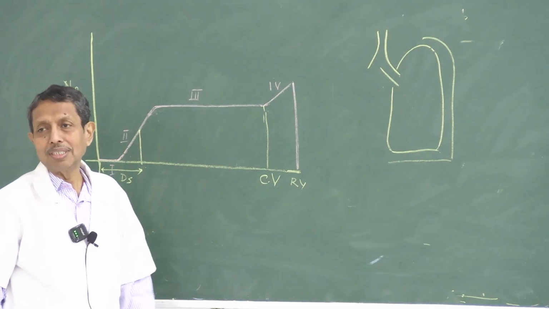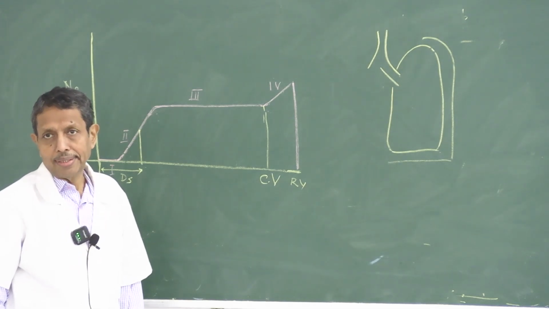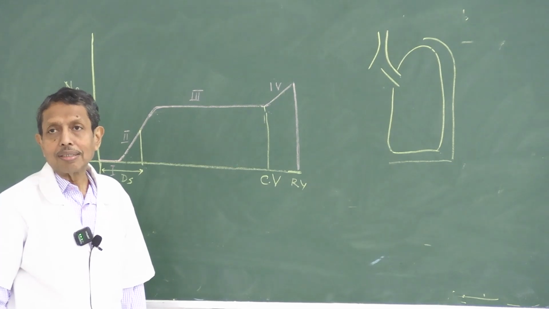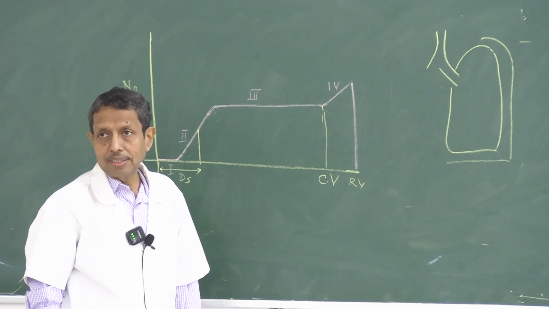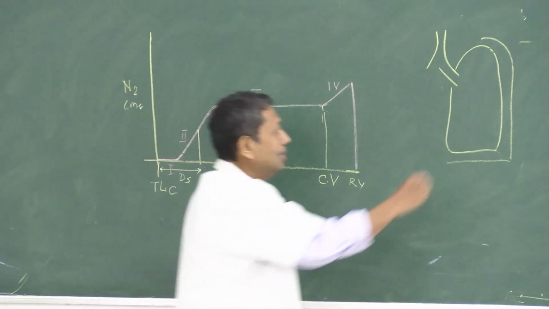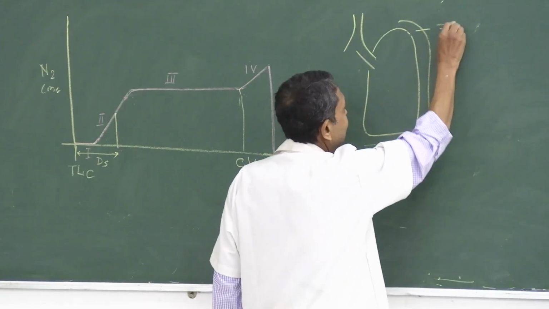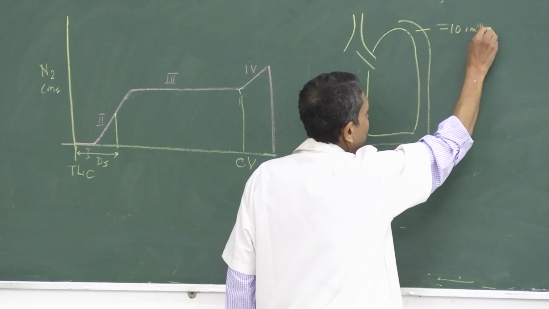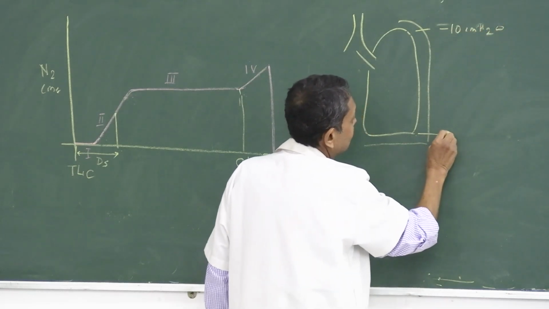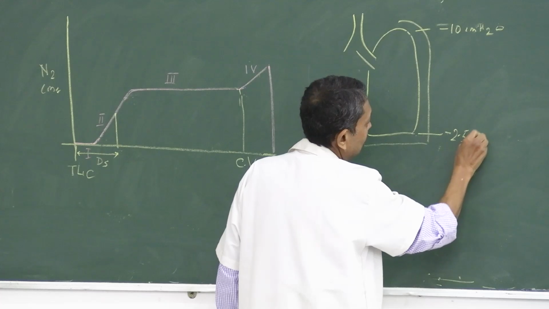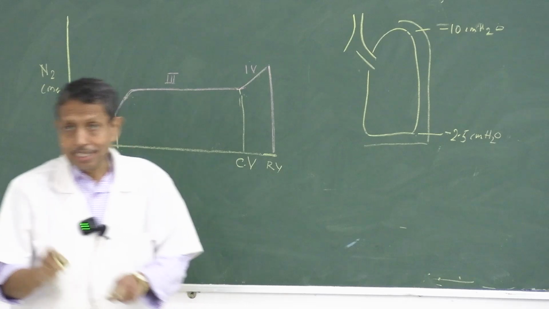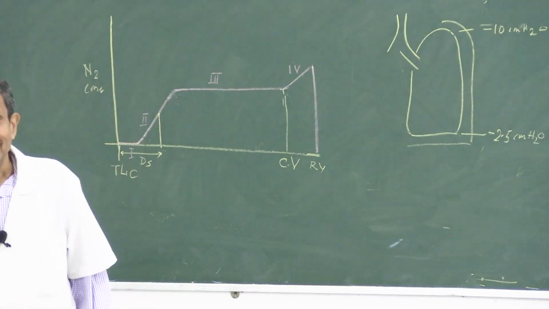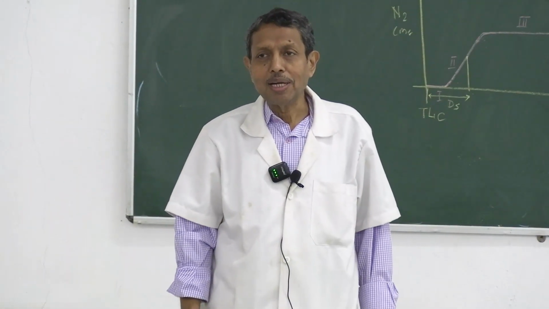This is mainly due to gravity in the erect position. The interpleural pressure is different: it is less negative at the base and more negative in the top part. Suppose at the apical part it is minus 10 centimeter of water, and at the basal part it is minus 2.5 centimeter of water. And the transmural pressure, that is inside minus outside, is normally more in the apical part.